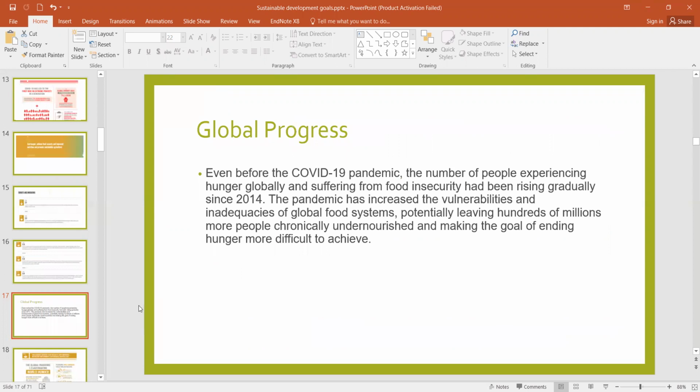Now comes the global progress of this goal. Even before the COVID-19 pandemic, the number of people experiencing hunger globally and suffering from food insecurity had been rising gradually since 2014. The pandemic has increased the vulnerabilities and inadequacies of the global food system, potentially leaving hundreds of millions more people chronically undernourished and making the goal of ending hunger more difficult to achieve.